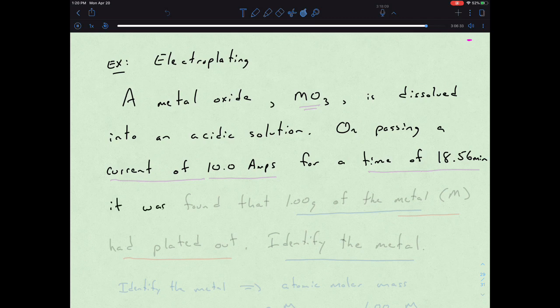It was found that 1 gram of the metal, which we're calling capital M here, had plated out. And we want to identify the metal.